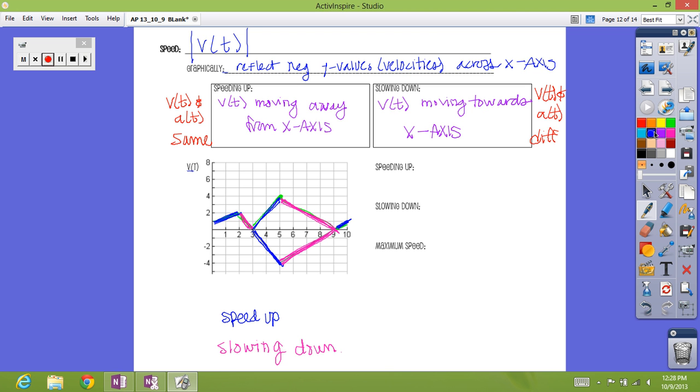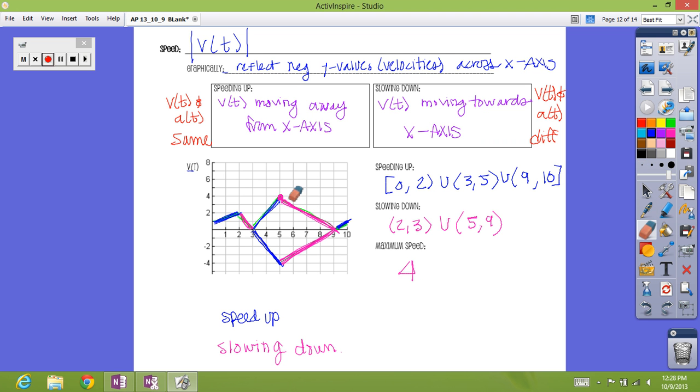So, my answers to speeding up would be the blue parts, which are, 0 to 2, union with 3 to 5, union with 9 to 10. Slowing down, in pink, I would be 2 to 3, union with 5 to 9. And what's interesting is the maximum speed, you can see it because we graphed the speed, it would be 4.